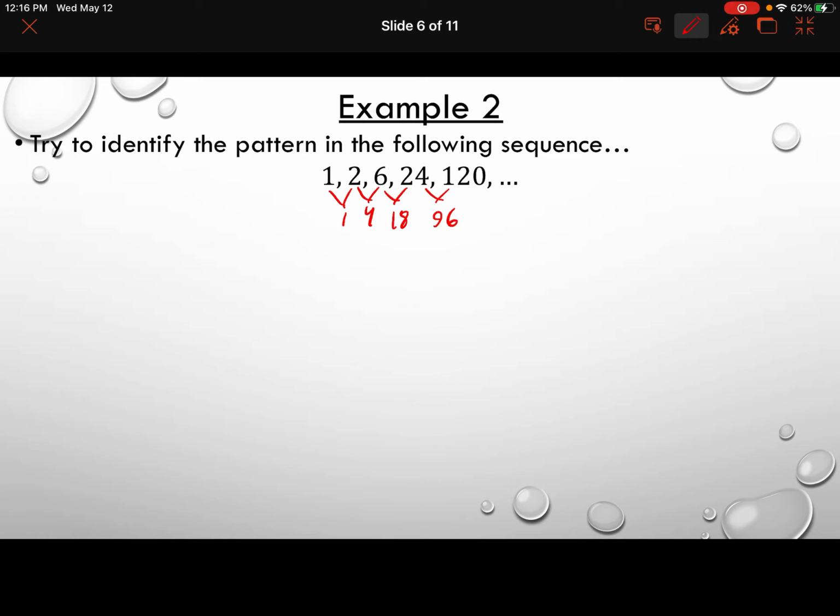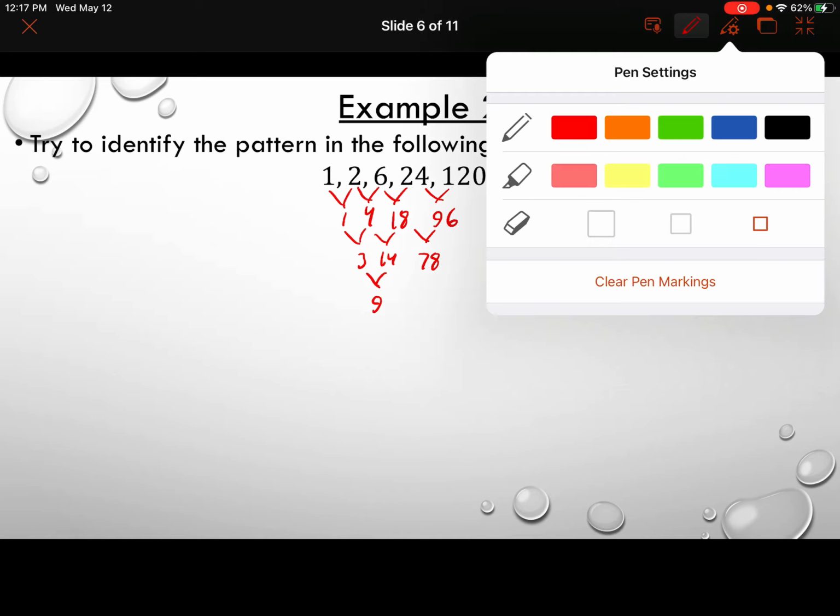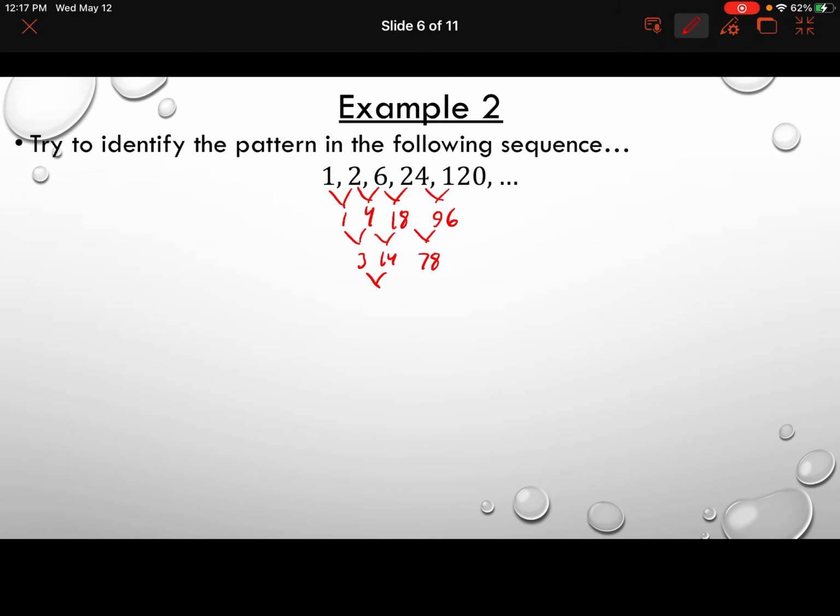Well, let's try to find the second difference. Difference here is 3. Difference here is 14. Difference here is 78. It still doesn't look like it's helping us. The third difference? 9. Oh, I'm sorry. 11. 64. Yeah, it doesn't look like we're getting anywhere. Okay, so finding the differences doesn't help.